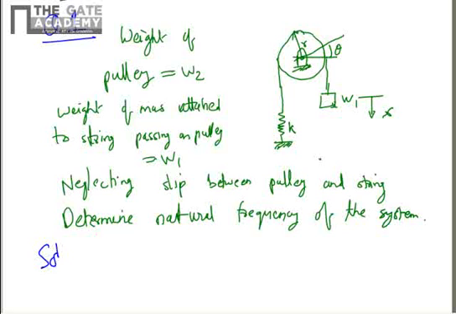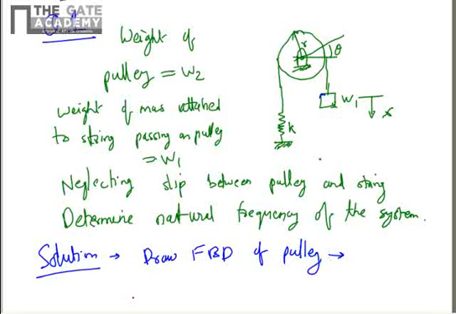So in this problem you see that the spring is coming on one side of the pulley and the mass is coming on the other side of the pulley. So hence the pulley is the common link. So for analyzing the complete system, we will draw a free body diagram of the pulley. So we will consider various forces acting on the pulley.